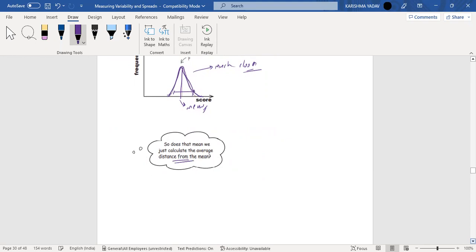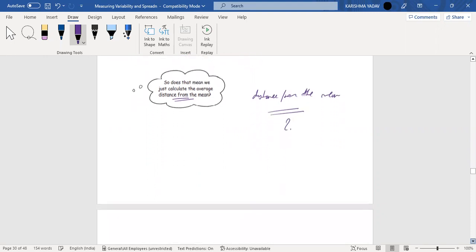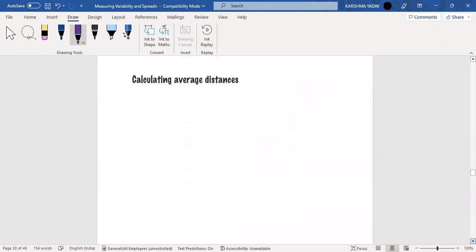Okay, so what is it saying? Do we need to just calculate the distance from the mean? Okay, now we are going to calculate the distance from the mean, and let's see what it gives us. So, calculating the average distance, what does it give?